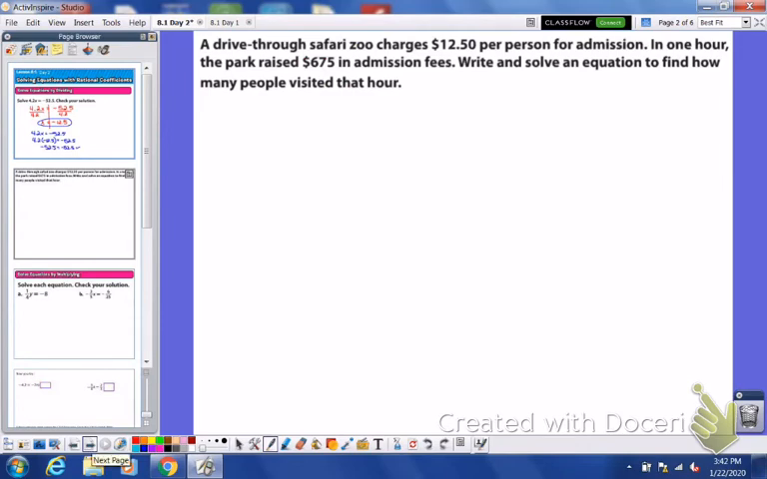A drive-through Safari Zoo charges $12.50 per person for admission. In 1 hour, the park raised $675 in admission fees. Write and solve an equation to find how many people visited that hour. First thing we have to do, we know this from previous lessons, we have to define our variable. So let x be, now we go back up, what am I trying to find? It tells me right here how many people visited. So let x be the number of people.